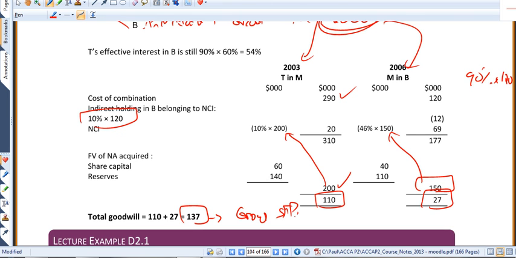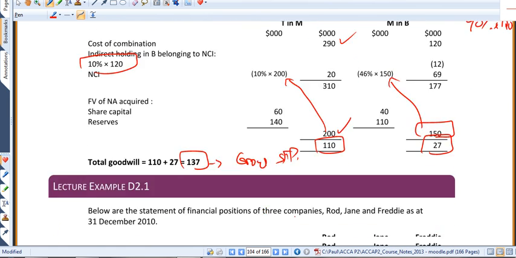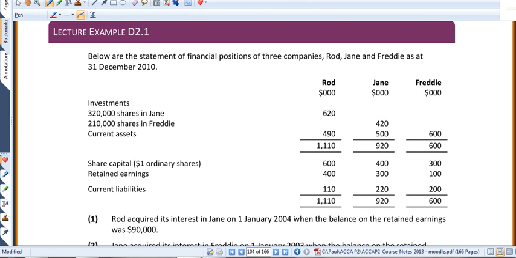So there are a few little tricks and traps to be careful of there, but really we need to think about what is this company at the bottom of the chain. It's almost certainly going to be a subsidiary, and then keep an eye on the dates, the percentages, and the goodwill calculations there. But we'll practice this to get used to it. And so in the next lecture, we'll cover lecture example 2.1.